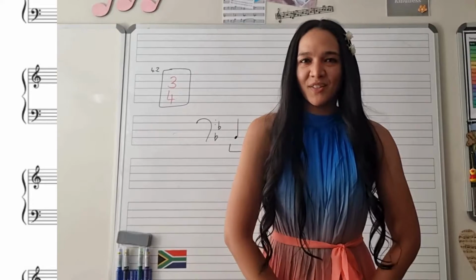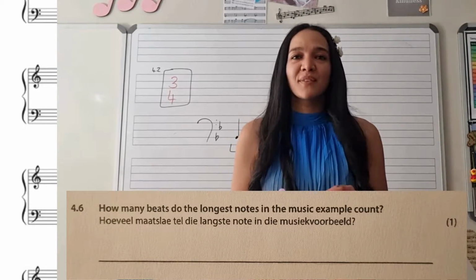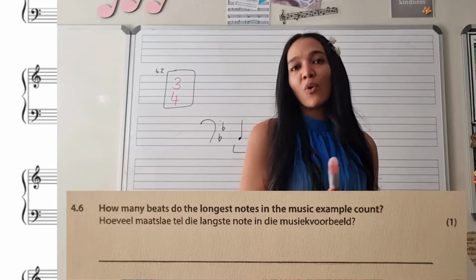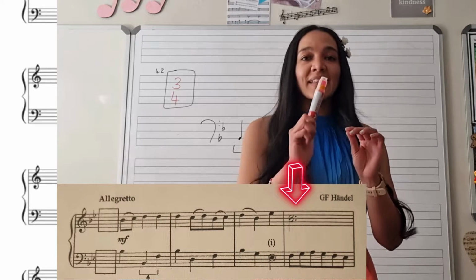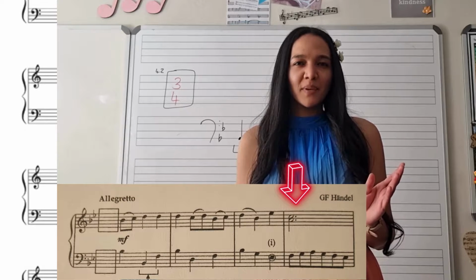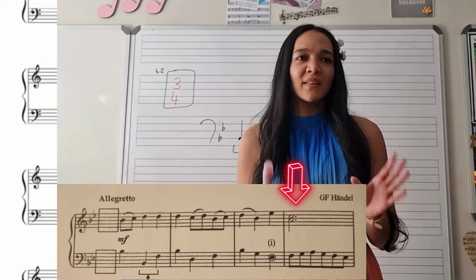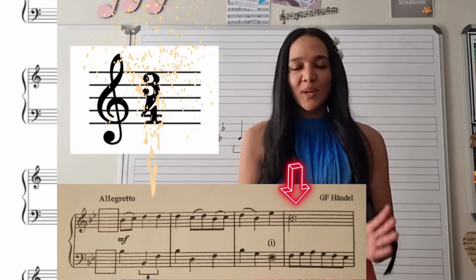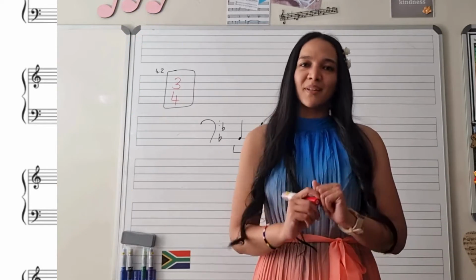Question 4.6 asks of us, how many beats does the longest note in the music example count? If you look at bar 4, we will see that there is a dotted minim, an A and a C. This will be the longest note value in the piece. Also, it's the longest note value possible in this time signature because we are in 3/4 time. So we'll say 3 beats because they are dotted minims.